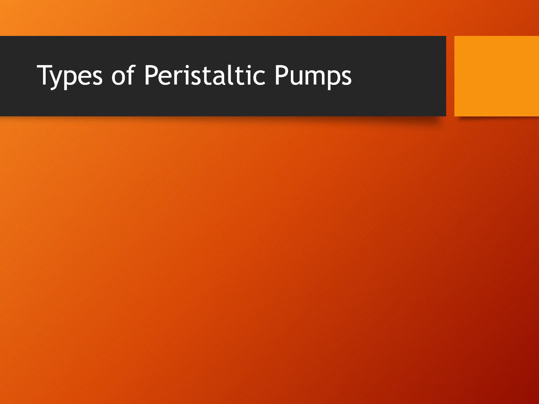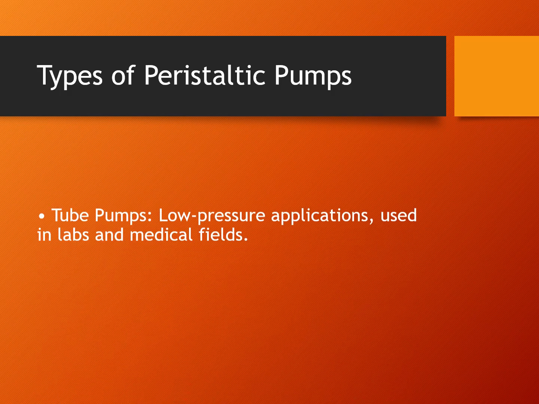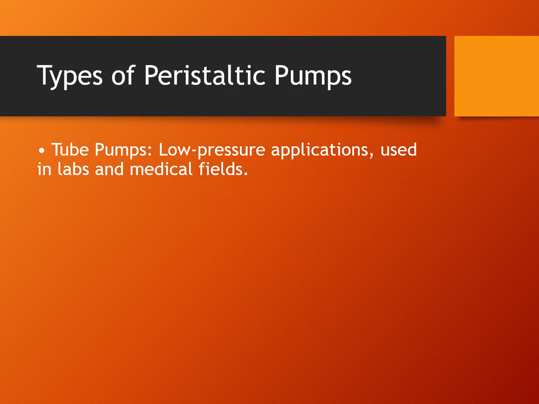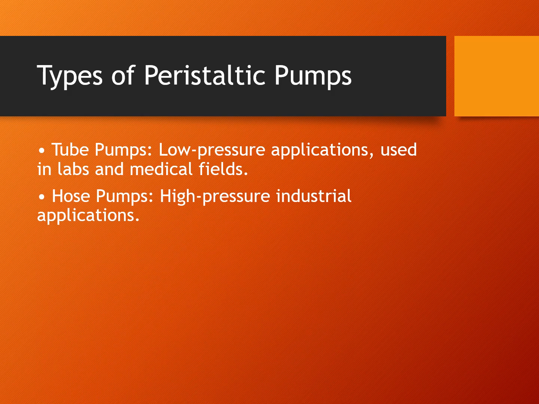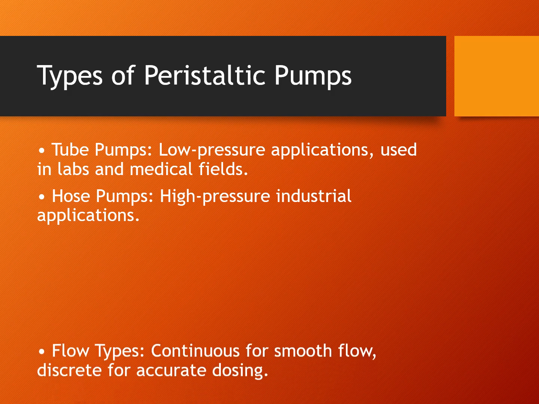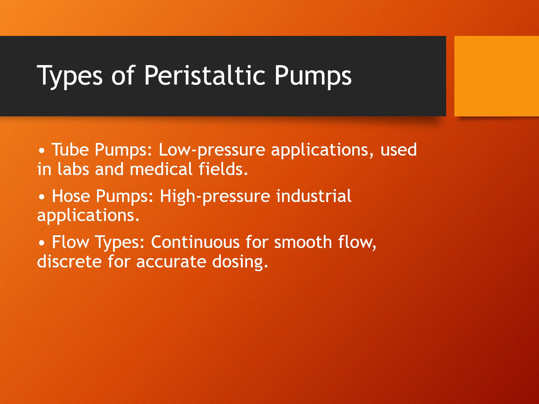Let's take a look at some types of peristaltic pumps. We have the tube pumps. They are compact and designed for low pressure applications. They are commonly used in medical and laboratory environments. We have the hose pumps. They are built for high pressure industrial applications. They are capable of handling abrasive and viscous fluids. Additionally, peristaltic pumps operate in two flow variants: continuous for smooth flow, and discrete for accurate dosing.